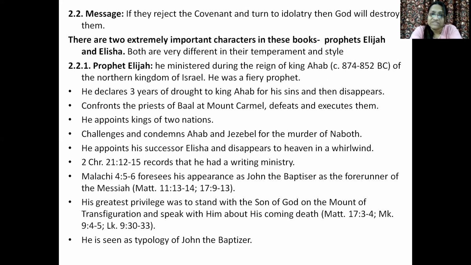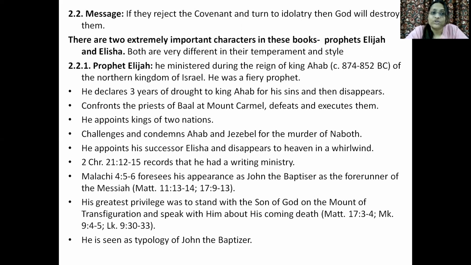Now let's see the message, the main message that the book has for us. It states that if they reject the covenant and turn to idolatry, then God will destroy them. It is simple and straight: you have to follow God and His covenant. If you turn to idolatry and reject the covenant, then God will destroy you. That's what is mentioned here.